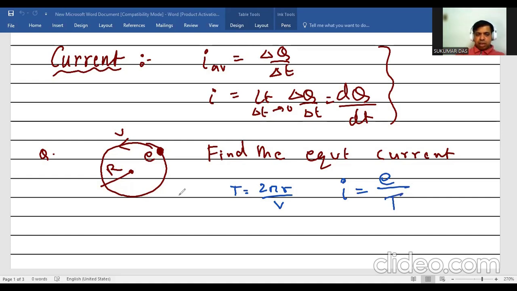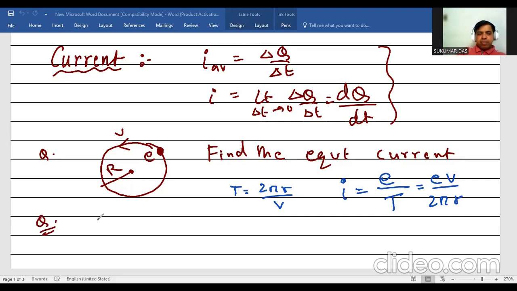So basically, in one time period, only one charge is flowing, that is the electronic charge e. Now here we have to calculate T. T is 2 pi r by v. So the answer is ev by 2 pi r. Good. Then another kind of question that you can get is where you need to do integration.